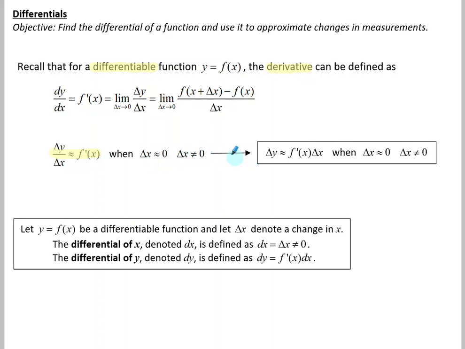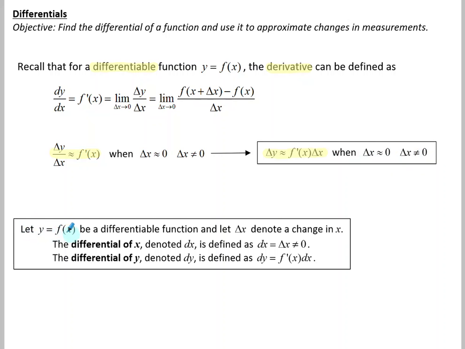This leads us to solving this equation for delta y by multiplying both sides by delta x, so that the change in y, delta y, is approximately f prime of x times the change in x, when that change in x is very close to 0, but not equal to 0. This leads us to differentials.